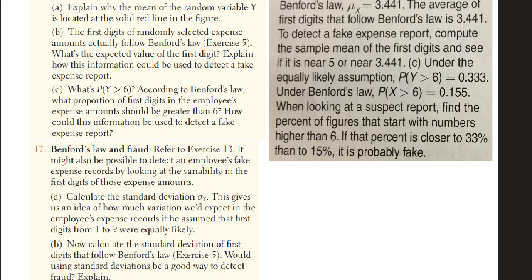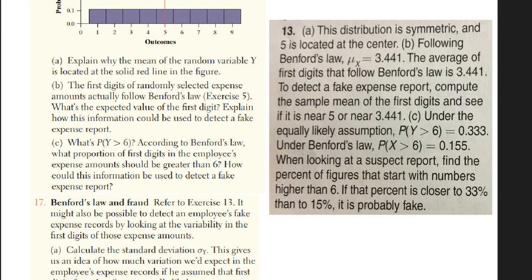Okay, back to this. So it should be 3.441, but what is y greater than 6? Y greater than 6, that's up here. This is y. And so you're just supposed to say, what's y greater than 6? So that'd be this plus this plus this. Well, each of these is 0.1. So it'd just be 0.3. So 0.3, or 0.33333, because not each of those is 0.1, because there's only 9. So, but anyway, under Benford's law, it should be 0.155.